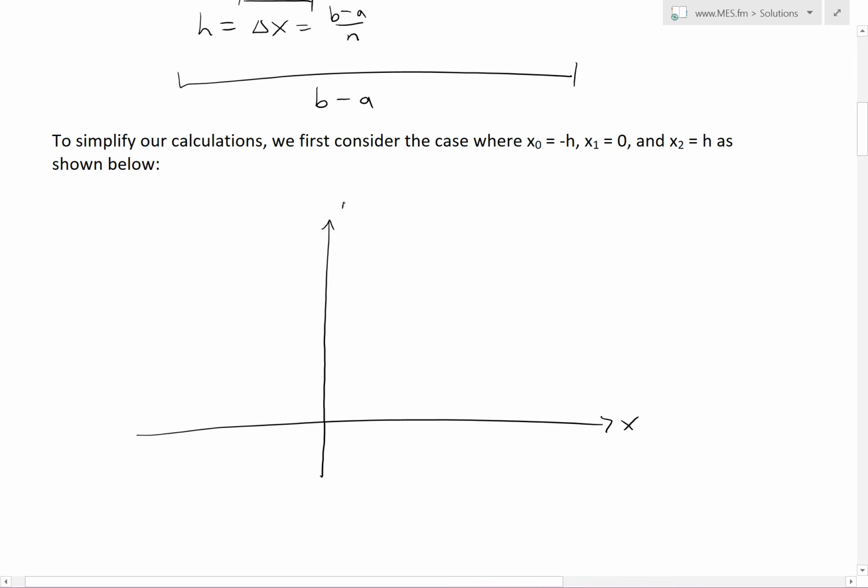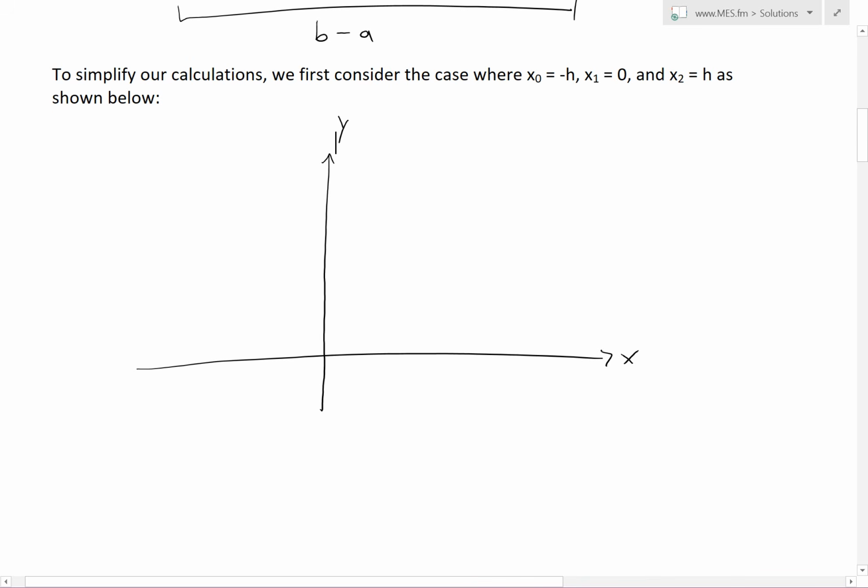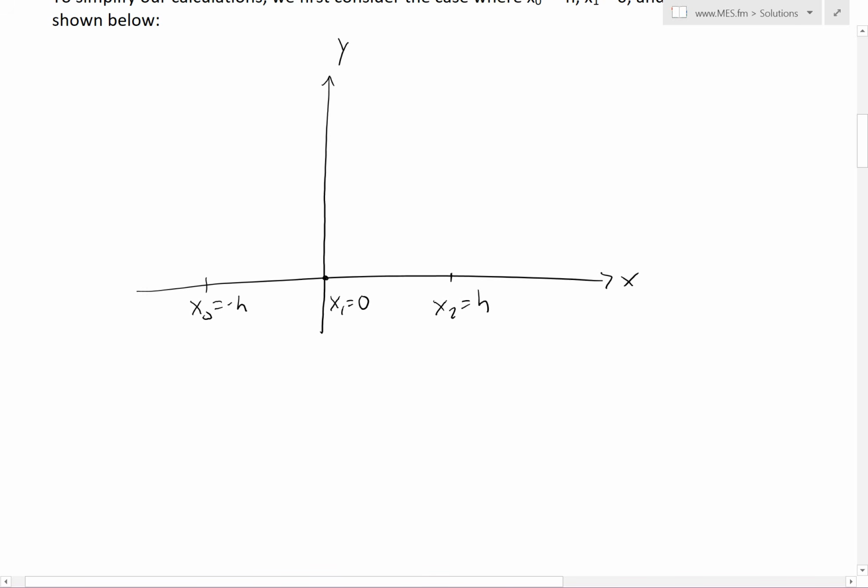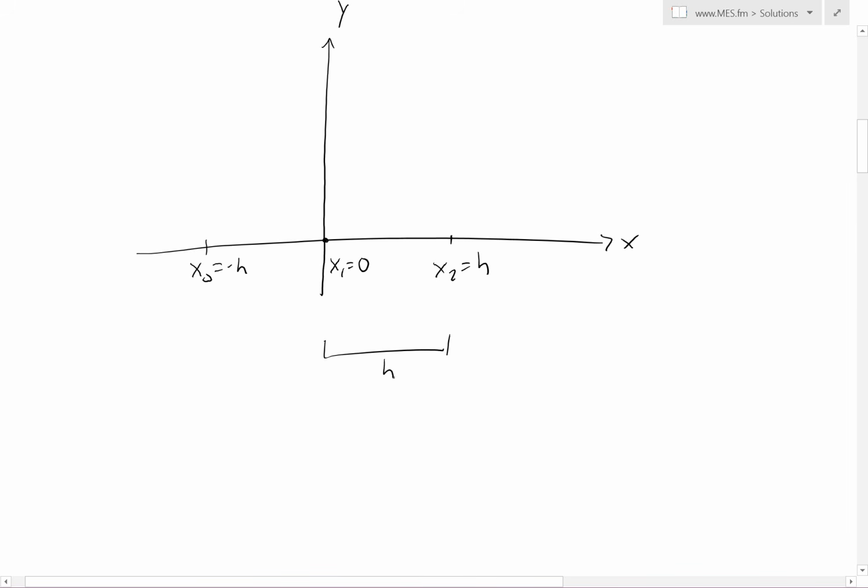So if we write it down, it becomes easier. We have x0 equals negative h, x1 equals 0, and x2 equals h. So they're all separated by h. We have a pair of intervals right here. These are 2 right here.